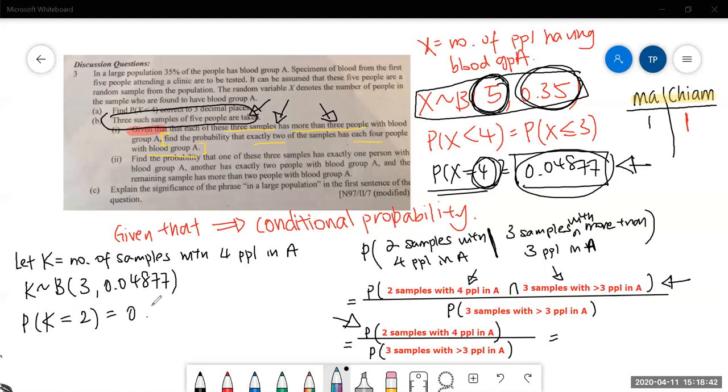Okay, 0.99988. It's 0.9998. That's very high. That's like almost one already. Okay, never mind. Okay, 0.99988.